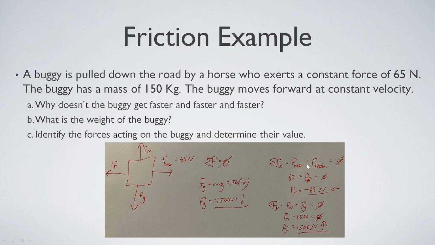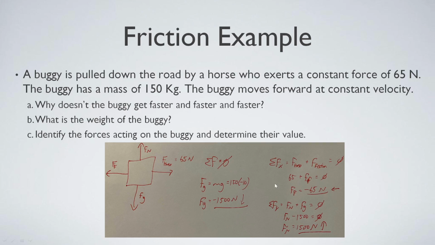So net force x, I've just got the two x-axis forces here. That's force horse and force friction equals 0. Force horse is 65. It's adding with force friction to equal 0. Therefore, the force of friction backwards must be negative 65. Note again, it is perfectly canceling out with the horse force forwards. And this is again how cruise control works in your car. When you set the cruise control, the engine is calculating exactly how much forward force is needed to overcome friction to keep you moving at constant speed.